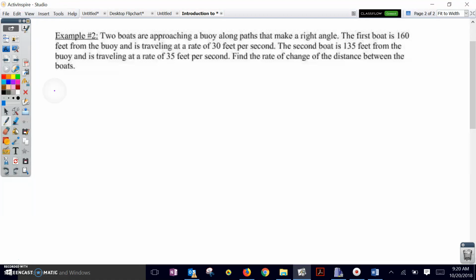So, we have one boat over here, traveling towards the buoy. I'm just going to write buoy there. You guys who've seen my artwork in real life know that it's probably better if I just write the word buoy there to represent a buoy, and write boat A over here, and boat B over here. And they're approaching this buoy at a right angle. We want to find the rate of change of the distance between the boats.